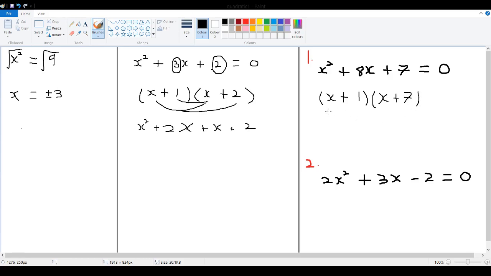And we can check that this will work. We'll get x squared plus 7x plus x. That's 8x, that's good. And then plus 7, and that's what we want. So we get exactly what we want. So that's that one factorized. Now, what about this one down here? This is a bit strange. Number 2 is a bit strange.